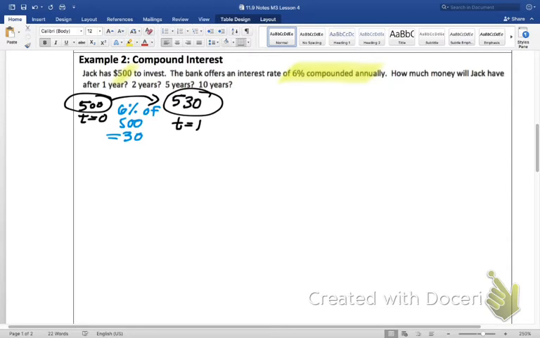So after 1 year, he would owe back $530, even though he only got loaned $500. Well, suppose another year goes by.